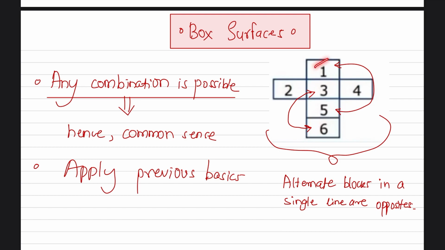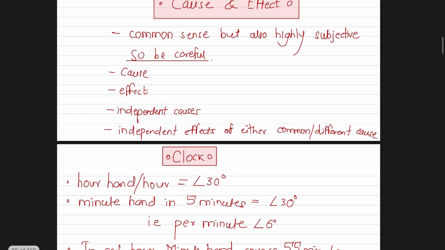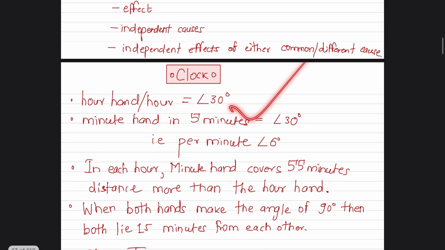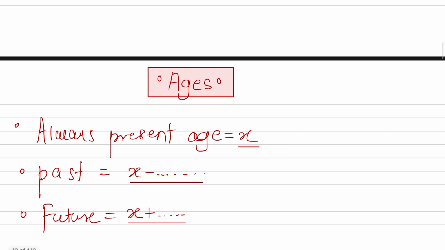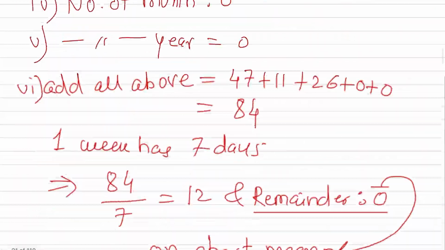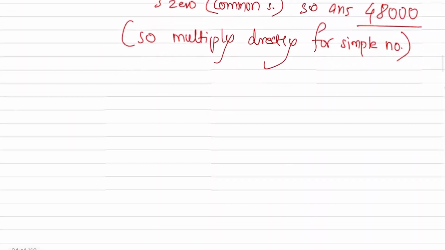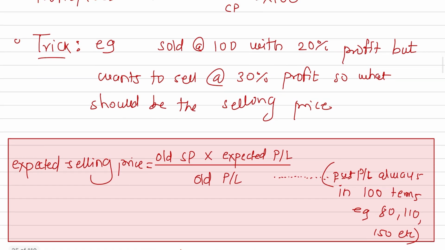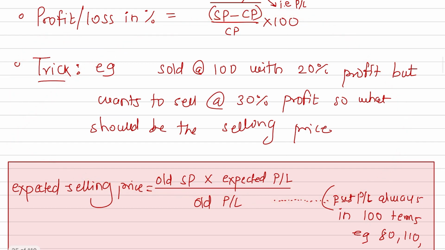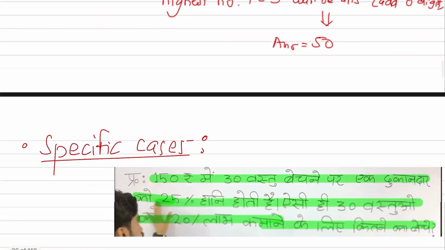So let's say the first side would be adjacent to 3, so that I must know. And there are certain tricks given here. Similarly, we have clock, cause and effect, ages, problems on ages, profit and loss, right? Then there are certain tricks that are very important for saving your time on the exam day.